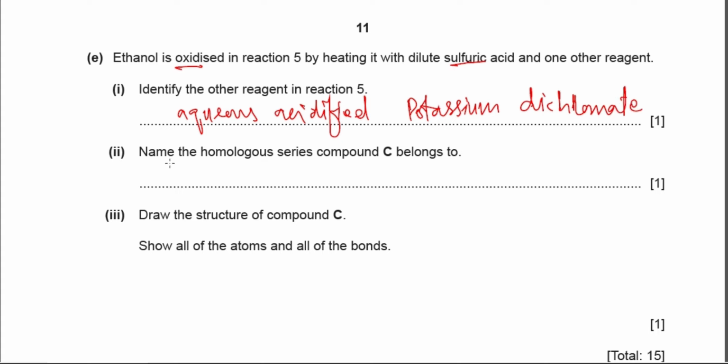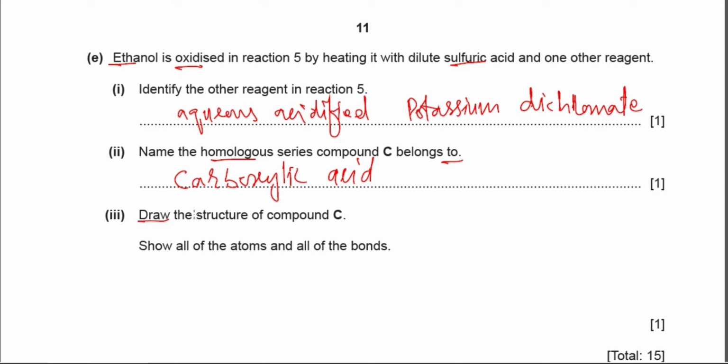Then name the homologous series compound C belongs to. Whenever ethanol is oxidized, it will be converted into a carboxylic acid. So the homologous series should be carboxylic acid. And what type of acid is formed? According to how many carbon atoms are in ethanol, that type of respective acid we will get. It will be ethanoic acid.